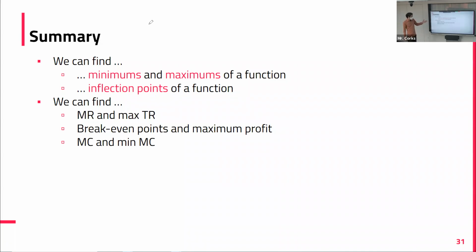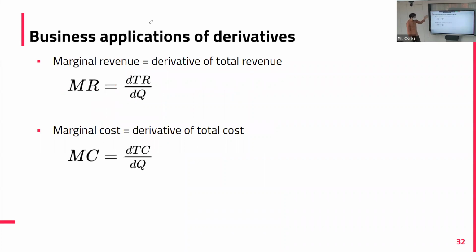And we've started doing this stuff. We can find a marginal revenue and a maximum total revenue based on that. We can find break-even points. If we have multiple break-even points for a function, we can find both of them and maximum profits. And we can also make equations for marginal cost and minimum marginal costs. And these two relationships, very important to remember and understand. Marginal revenue is just the derivative of total revenue. Marginal cost is the derivative of total cost.